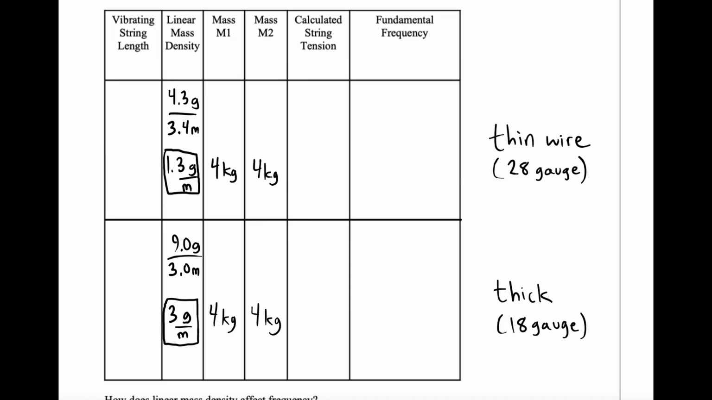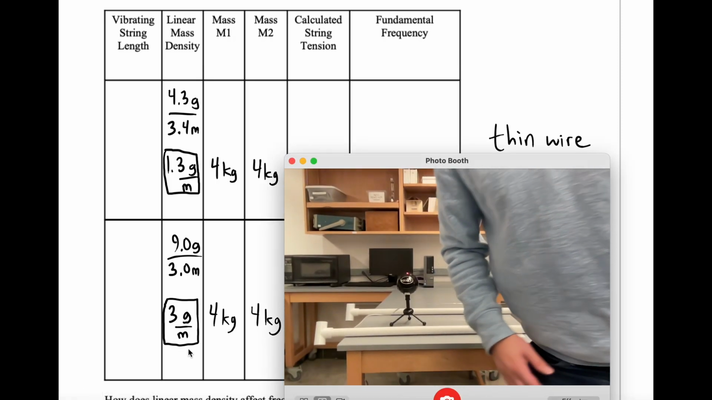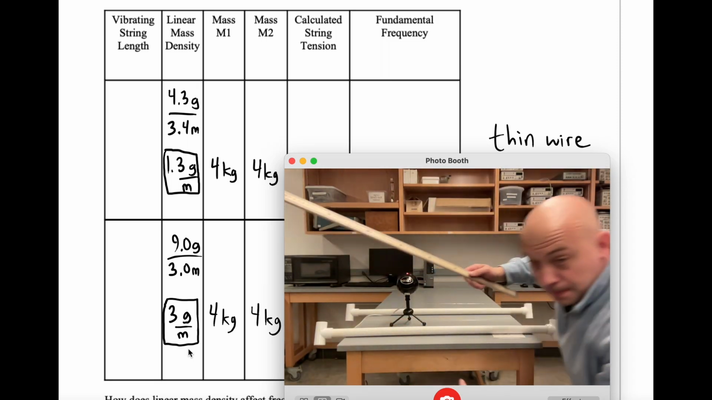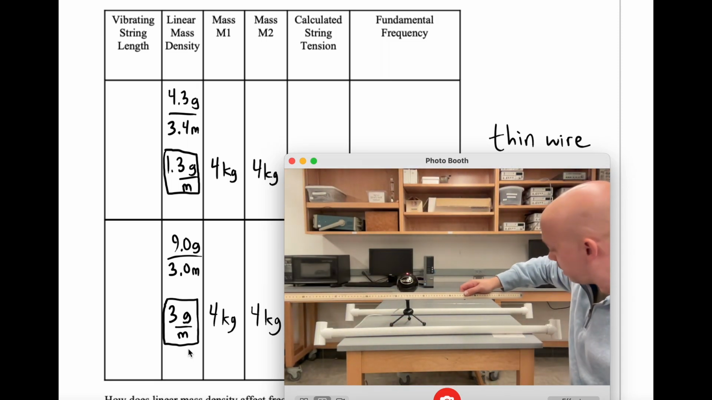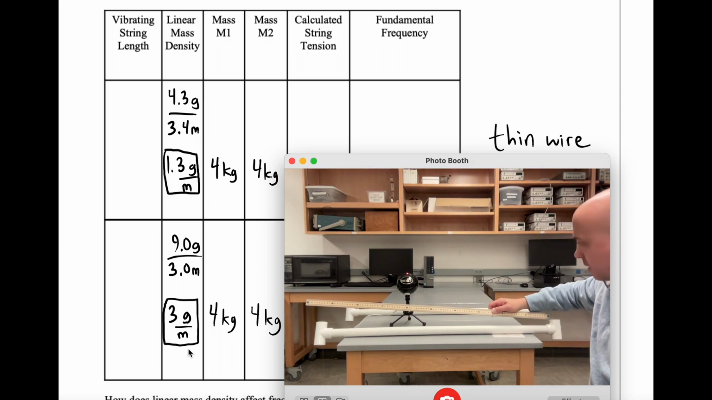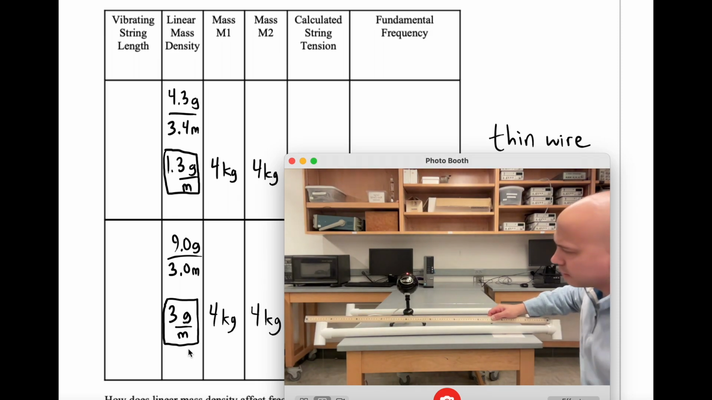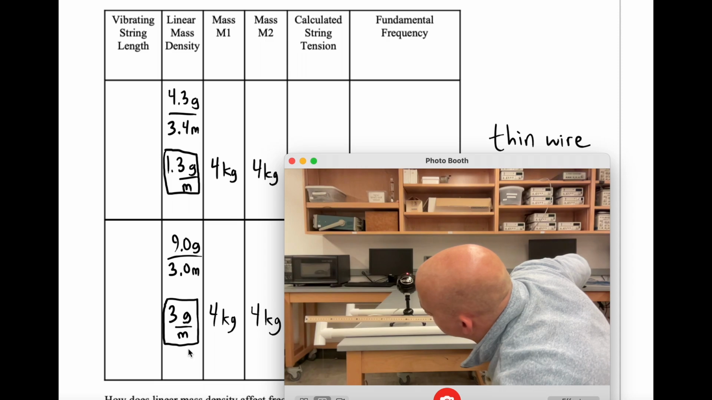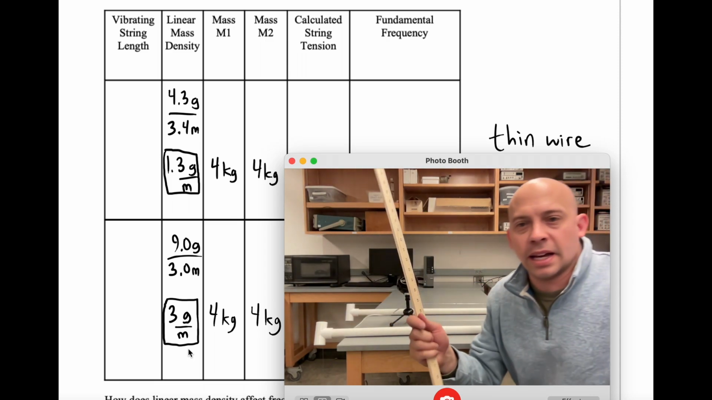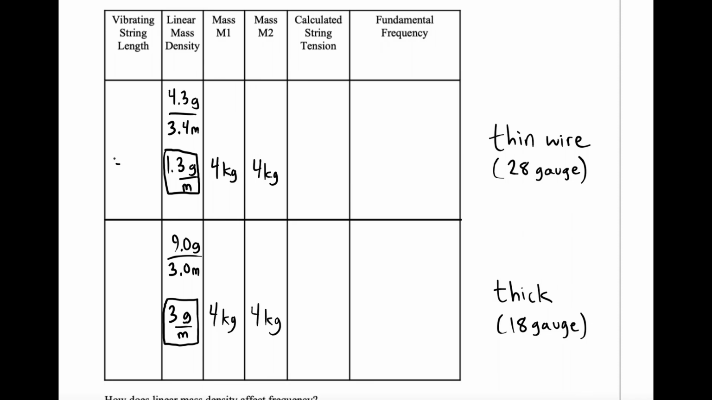When it comes to the vibrating string length, I can measure that now. I'll just get a meter stick. Okay, now I want the effective length of the string, the part of it that's allowed to vibrate. Looks like about 91.5 centimeters. I'll put it in meters though. It's about 0.92 meters.